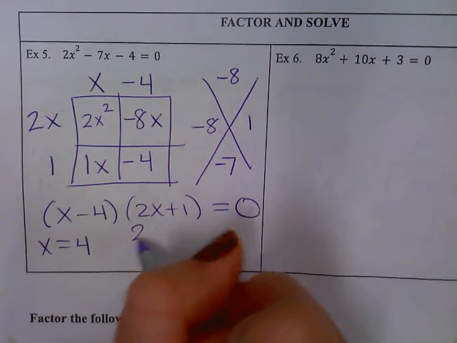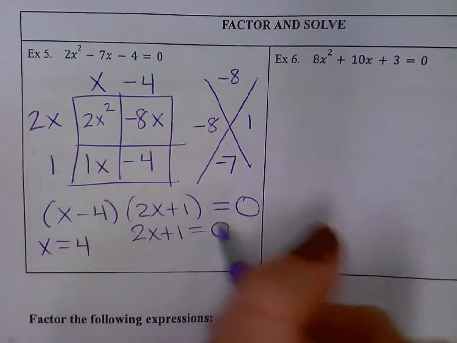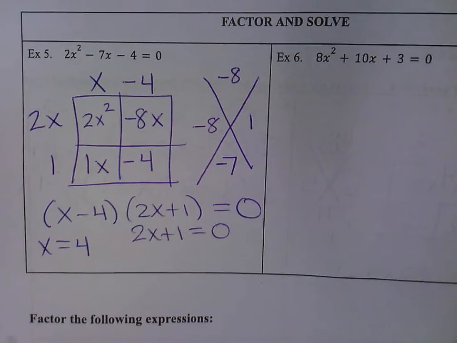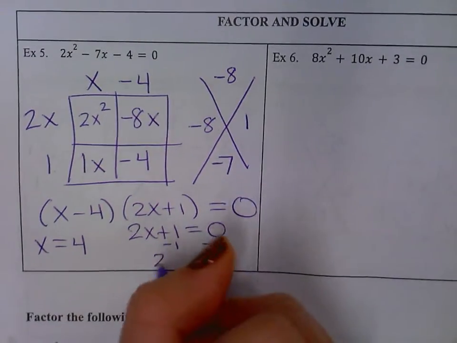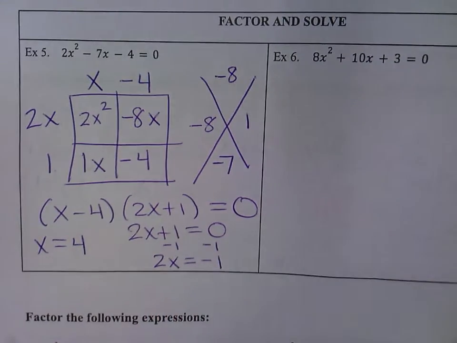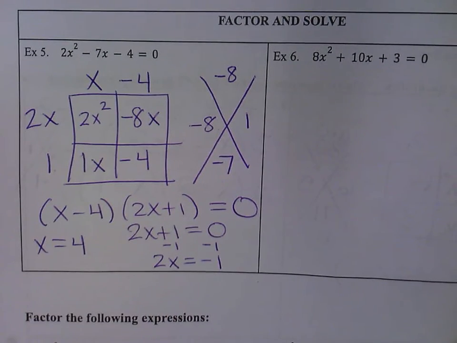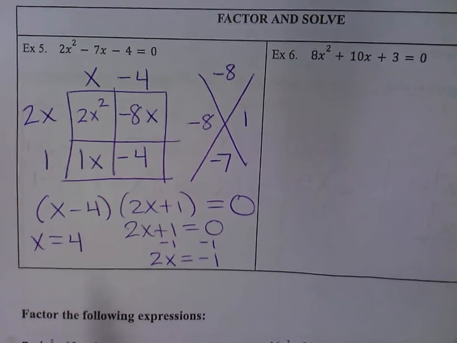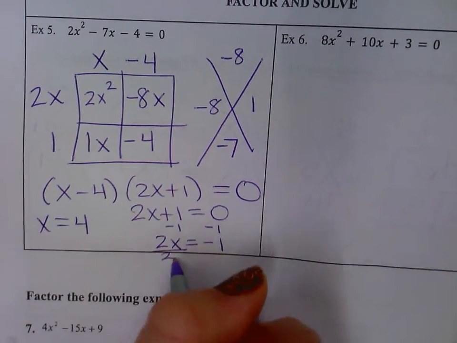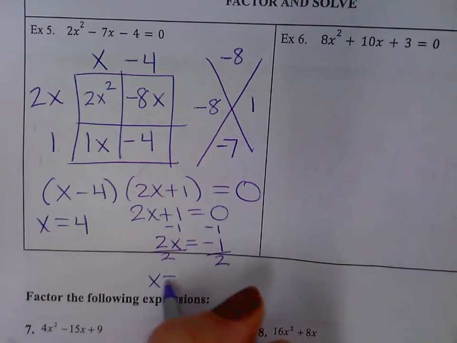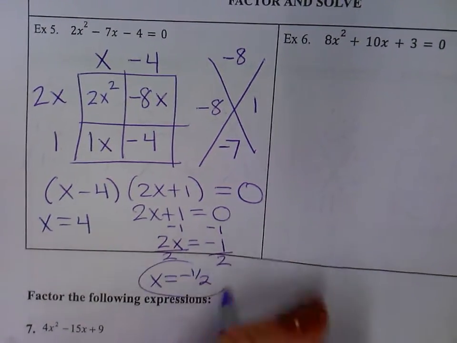This one is not easy to do in my head. So I'm going to write 2x plus 1 equals 0. I'm going to move the 1 to the other side of the equation. So now I have 2x equals -1. What would be my last step to get x by itself? Opposite of multiplication is division, so x equals -1/2.